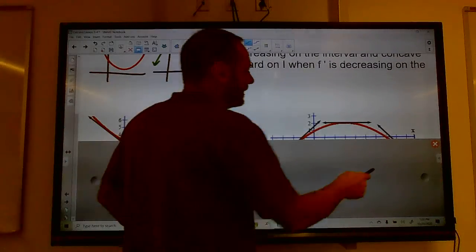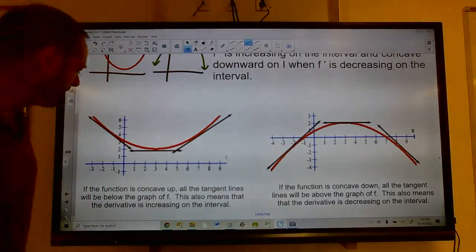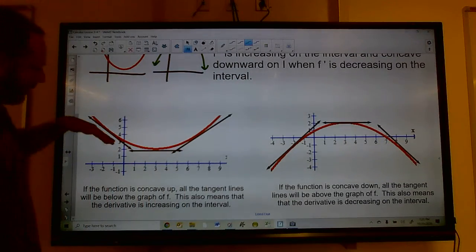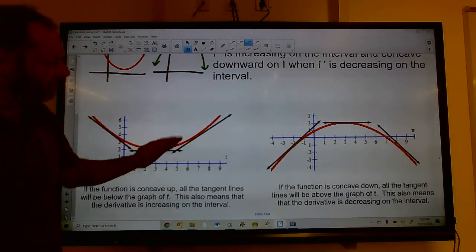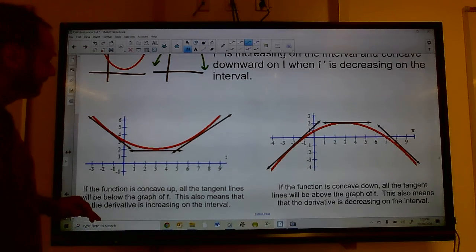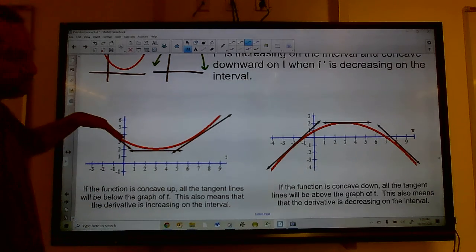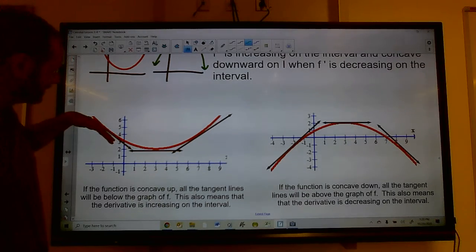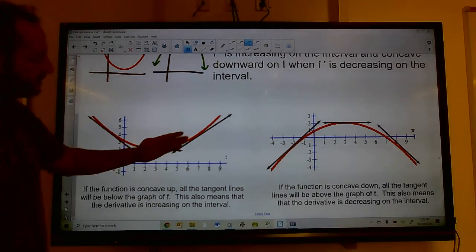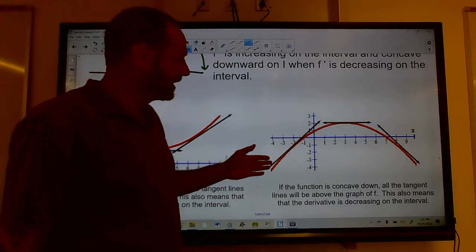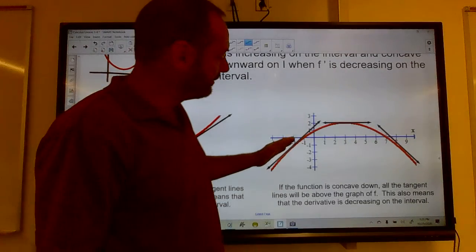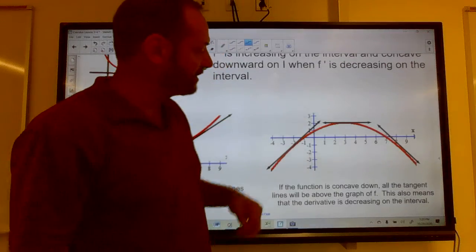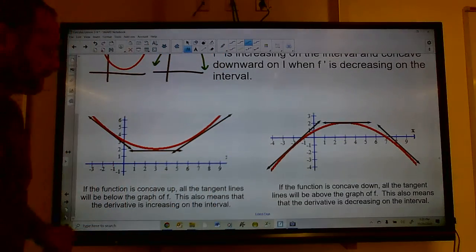Here's another way you can look at it. Okay, this is concave up. All the tangent lines are below the curve. If they were above the curve, they would be secant lines because they would cross the graph twice. But these are tangent lines. They touch the graph only once. They're always below the curve. Conversely here, it's concave down. All the tangent lines are above the curve.